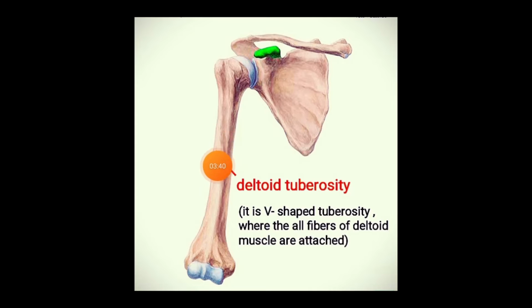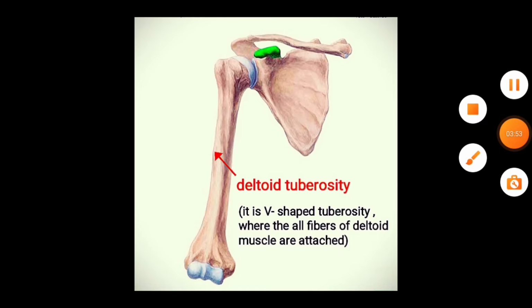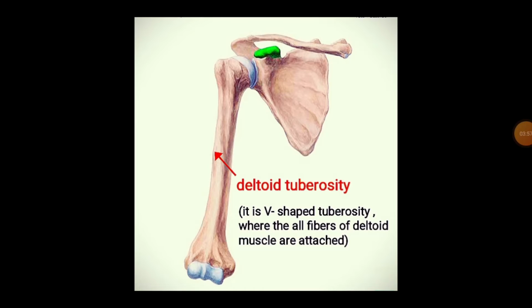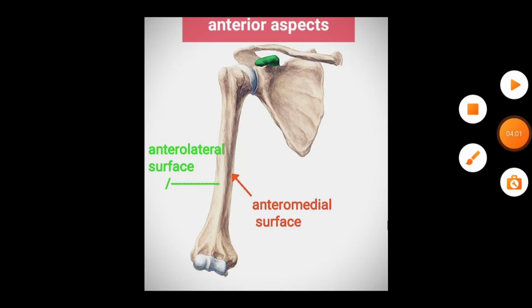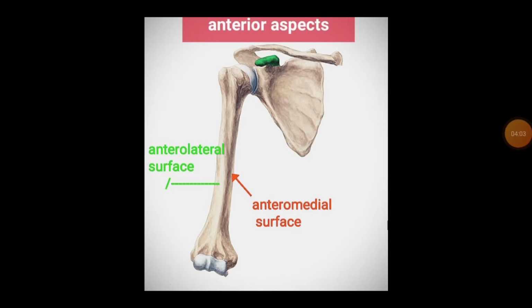Here is present the deltoid tuberosity. It is a V-shaped tuberosity where all the fibers of the deltoid muscle are attached to the shaft of the humerus. Next is the anteromedial surface. The anteromedial surface lies between the anterior and medial borders.